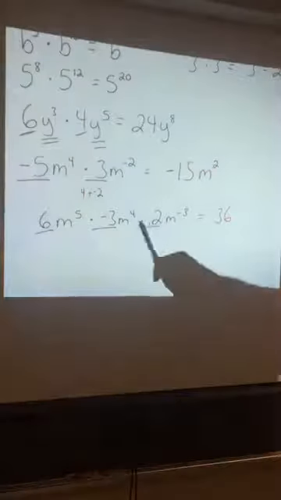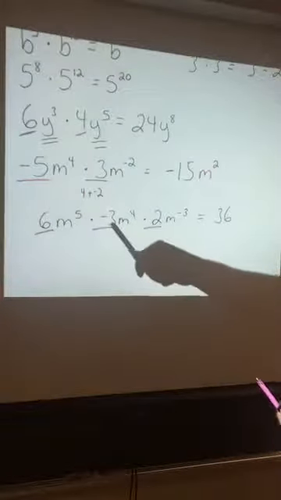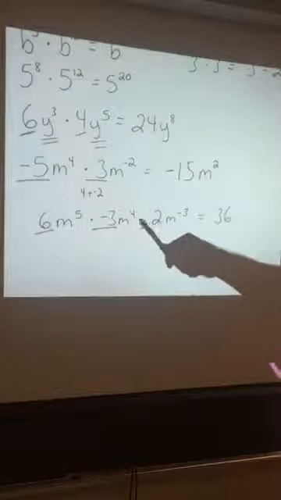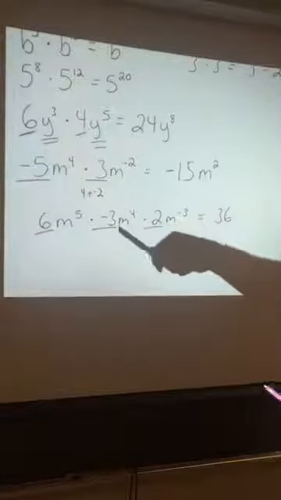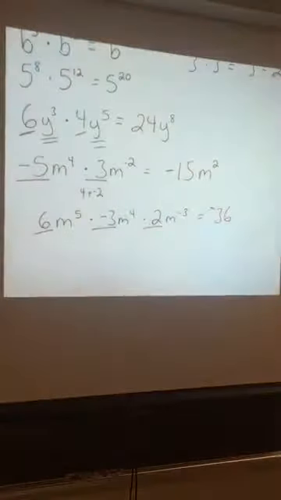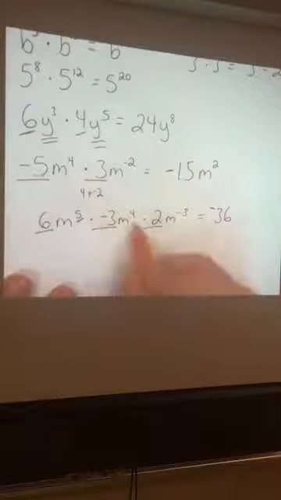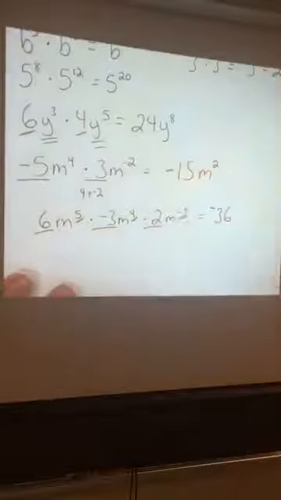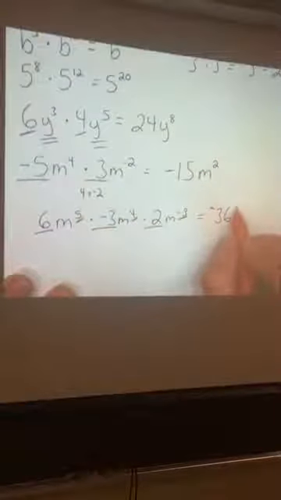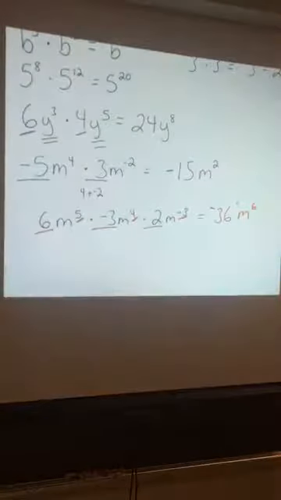Remember, every two negatives cancel each other out. I only have one negative here. So here, a positive and negative makes a negative. Negative times positive makes a negative. So this negative does not cancel out. So in the end, that 36 has to be negative. And now for our exponent, we're just going to take 5 plus 4 plus negative 3, or 5 plus 4 minus 3. 5 plus 4 is 9. 9 minus 3 is 6. And there's your answer: negative 36m to the 6th.